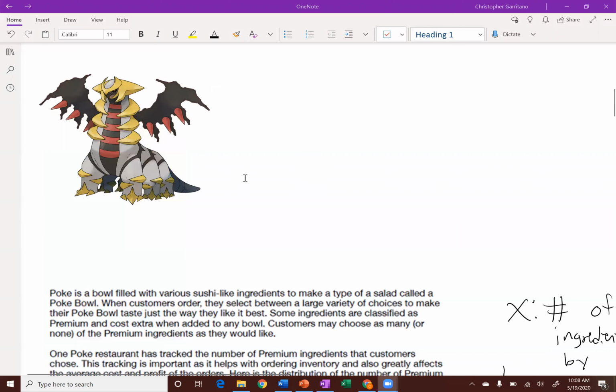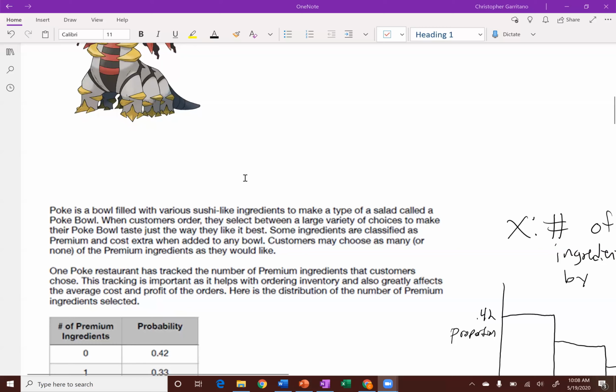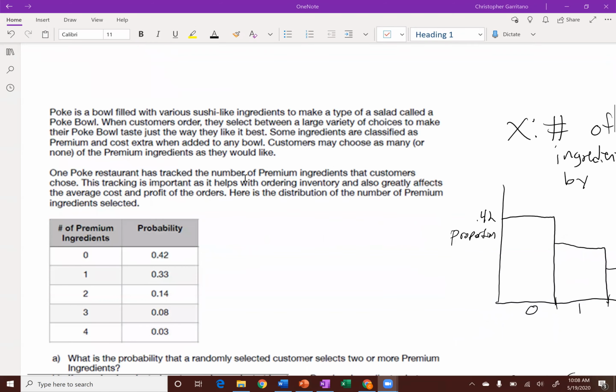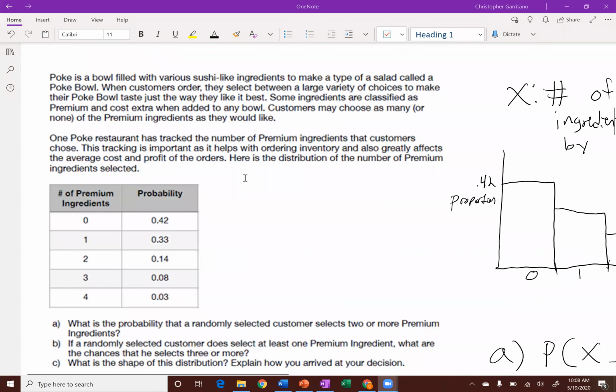I'm your host, Giratina. So we have some company that sells poke bowls. I hope I'm pronouncing that correctly. Poke, not Pocky, poke. It is a bowl filled with various sushi-like ingredients to make a type of salad called a poke bowl. I actually had one of these last summer and they were quite good. So anyway, when customers order, they select between a bunch of choices.